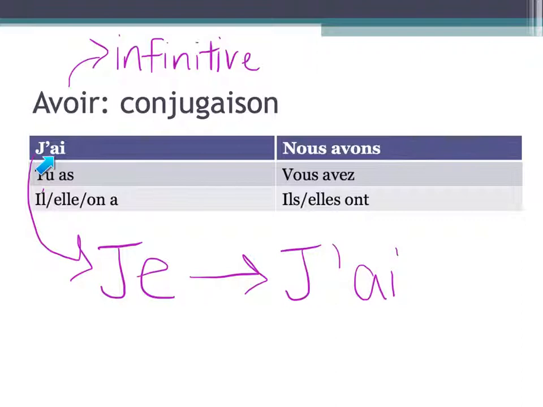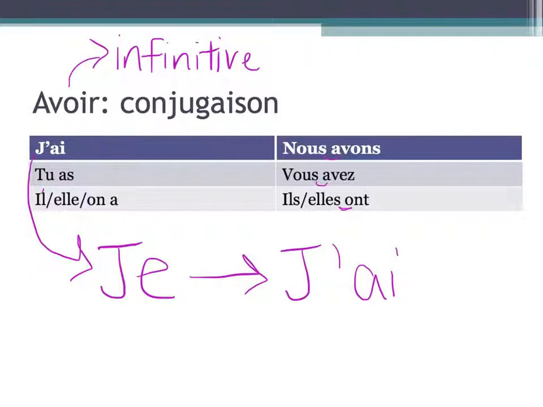J'ai. Tu as. Il a, or elle a, or on a. Nous avons. Vous avez. Ils ont. Elles ont.